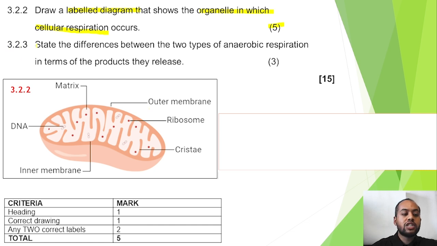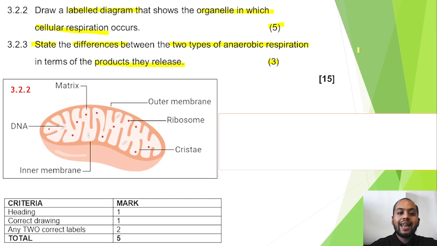3.2.3 states that you need to state the differences between the 2 types of anaerobic respiration in terms of the products they release for 3 marks. You are not tabulating. You are simply stating the differences between the 2 types of anaerobic respiration in terms of the products they release. There are 2 types of anaerobic respiration: lactic acid fermentation and alcoholic fermentation.